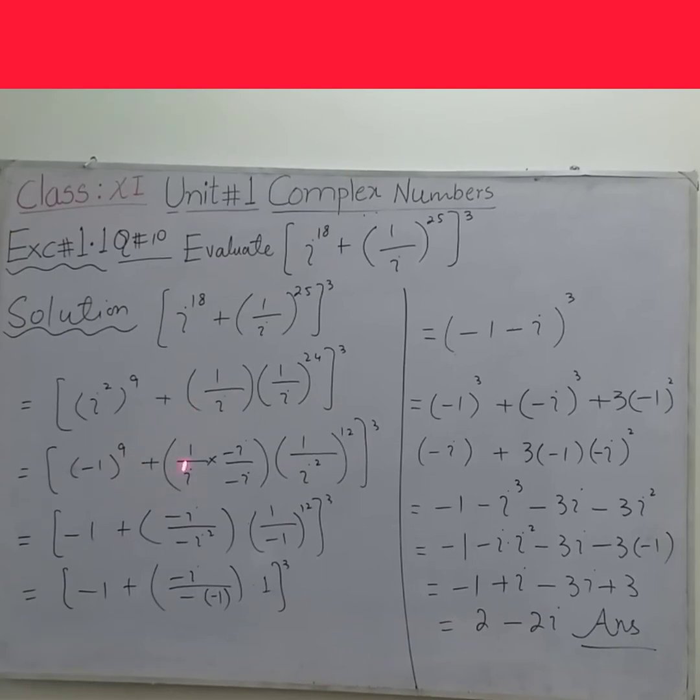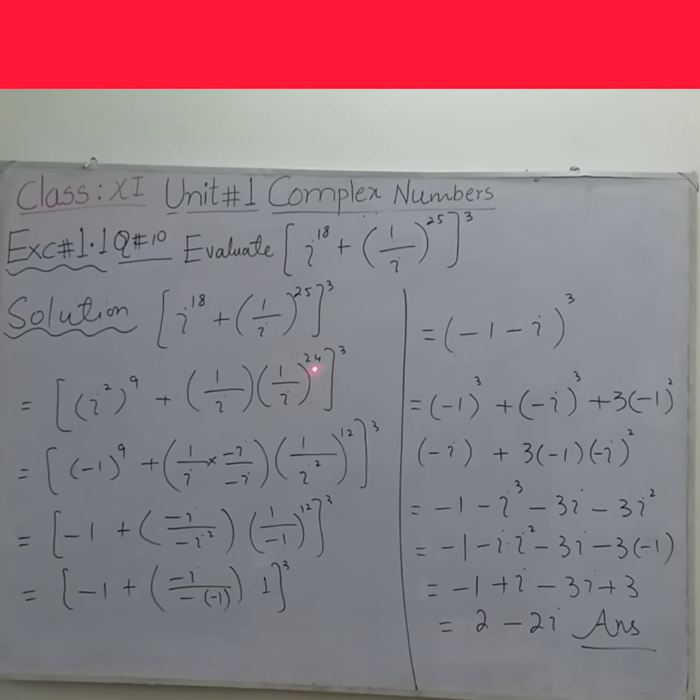Plus 1 by iota. Rationalize it by multiplying and dividing by the conjugate of iota, which is minus iota. So minus iota, multiplying and dividing. For 1 whole raised to power 24, we will write 1 by iota square whole raised to power 12, because 12 into 2 gives 24. Then again whole power 3.